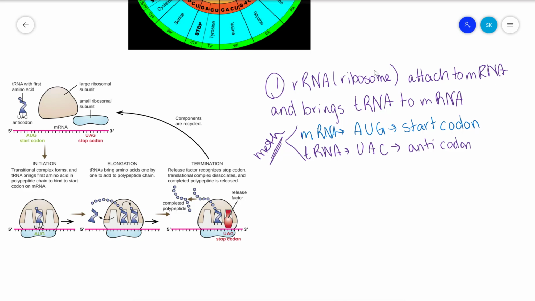So on the mRNA, as you can see in this picture, you'll have AUG, which will bond with UAC. And it's carrying the amino acid methionine. And this is the first one to come to the party. So when the ribosome goes down the mRNA and sees AUG, it will stop, it will attach, and the tRNA will come.